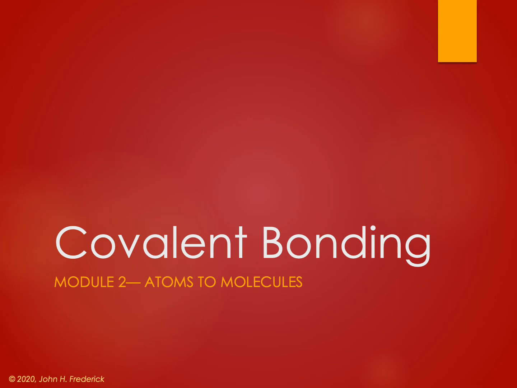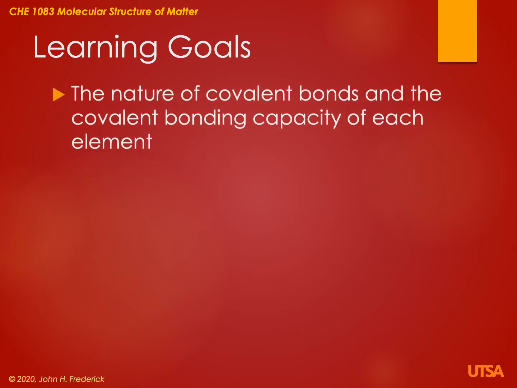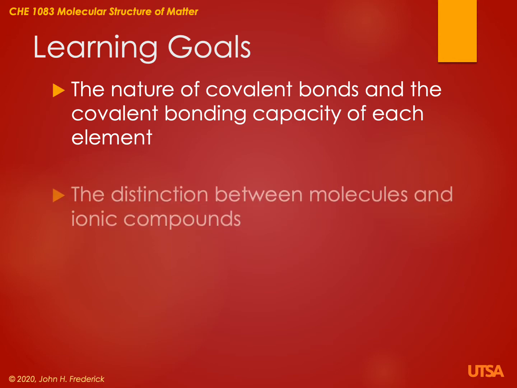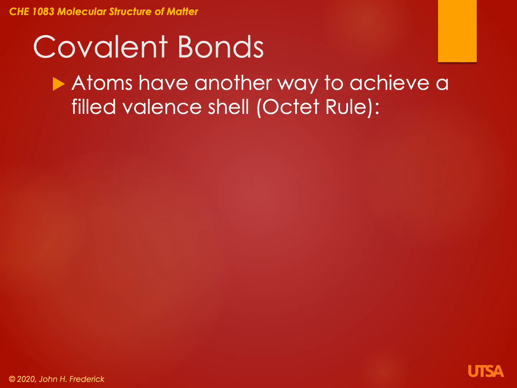Now that we've learned about ionic bonding, I want to introduce you to another way that atoms can satisfy the octet rule, namely through the formation of covalent bonds. Our learning goals for this video will be to understand the nature of covalent bonds and how they lead to a certain covalent bonding capacity for each element, and then we'll draw a distinction between molecules and ionic compounds.